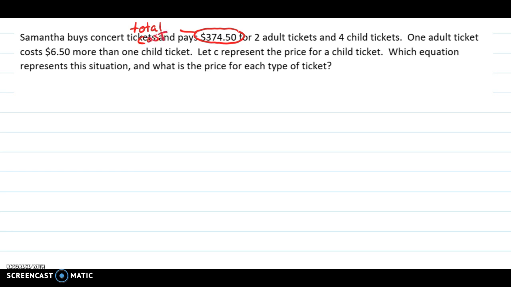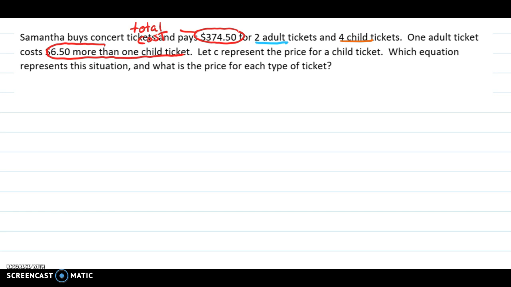Another thing that they tell us is how many tickets of each type. We're having two adult and four child tickets. Another crucial piece of information is that adult tickets cost more than children's tickets. In fact, adult tickets are $6.50 more than a child's ticket. So how do we set this up?